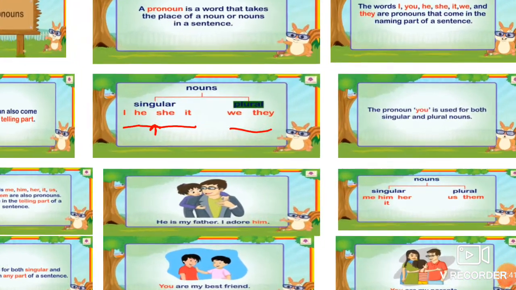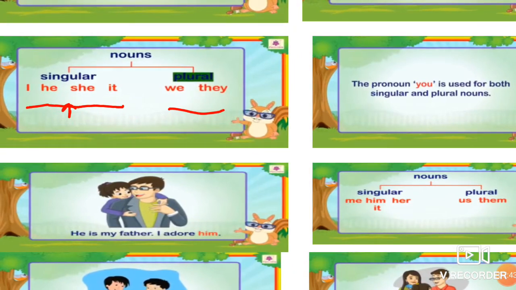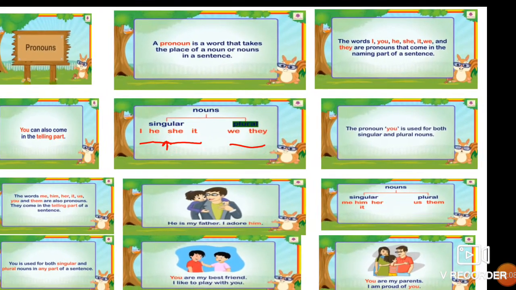Okay. Now you is used for both singular and plural. Suppose you're talking to your friend. Hey, see, I told you to play with me. And suppose if 4 friends are standing in front of you, to them also you have to say you only. I told you, you did not listen to me. So for singular also you have to use you. For more than one person also you have to use you.